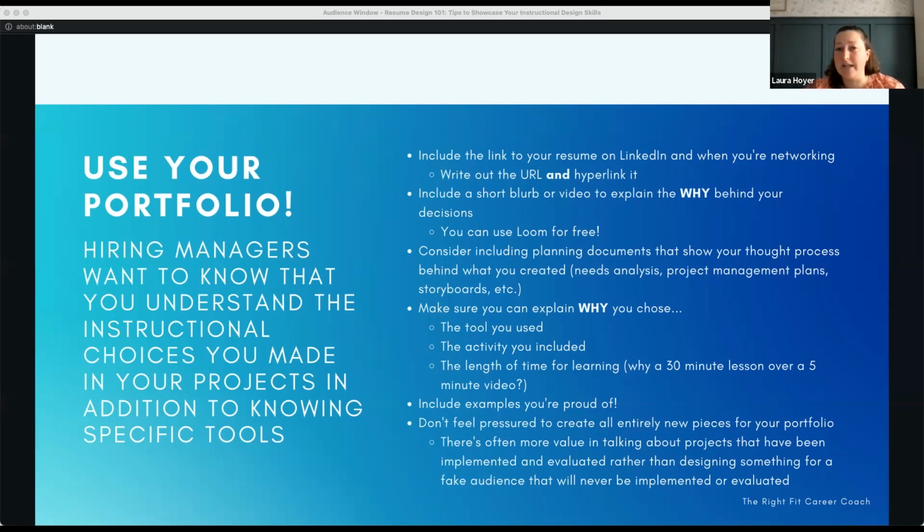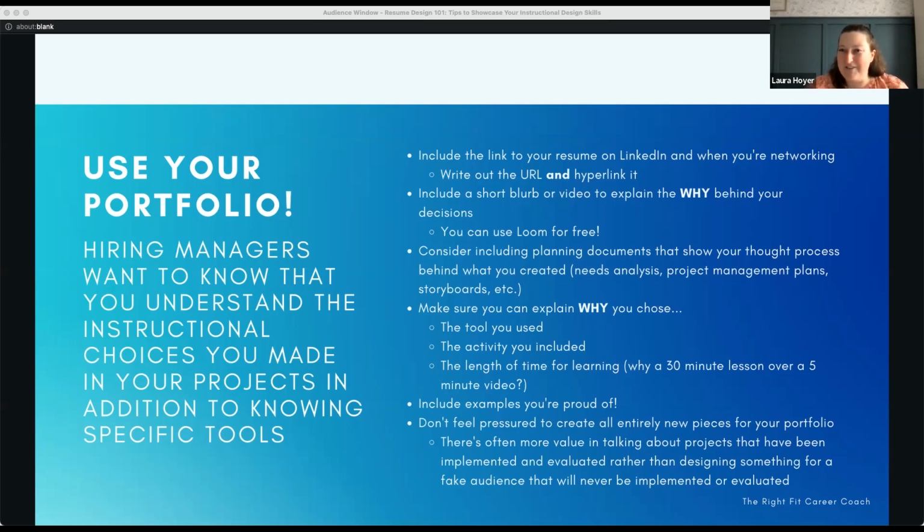Also consider including planning documents that show your thought process behind what you created. So that's your needs analysis, your project management plans, storyboards, etc. And again, I should tattoo this everywhere: be able to explain why. Make sure you can explain why you chose the tool you used, why you chose the activity that you included. Why is it a drag and drop and not a short answer? Why is it a short answer and not a multiple choice? Those kinds of things. Also be able to explain why you chose that length of time for learning. So for example, why a 30-minute lesson over a 5-minute video?